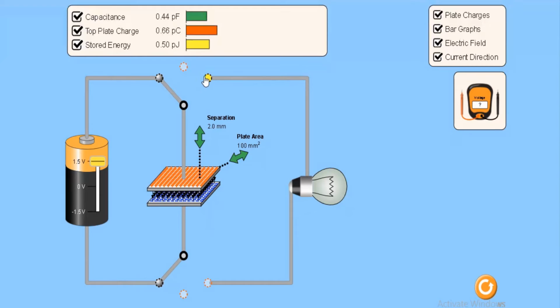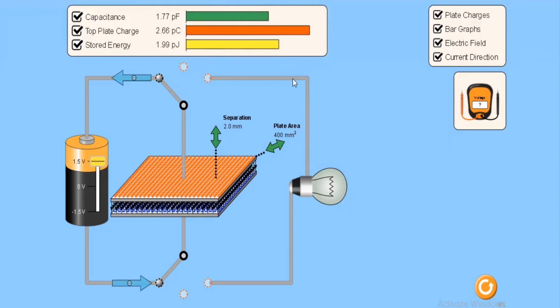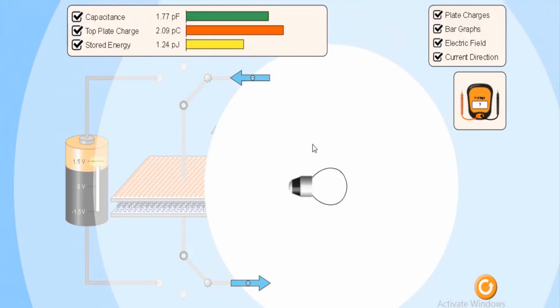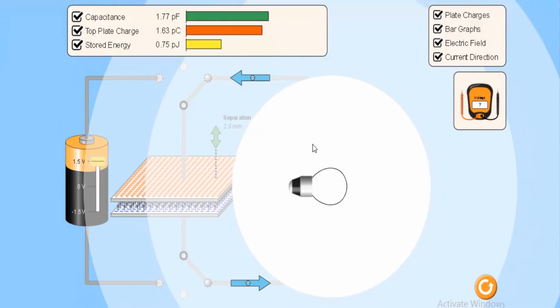Now, lastly, we will try to connect a bulb. So, ano kaya mangyayari? Take note, check nyo tong values na to, mga values natin dito sa taas. We will connect it to the bulb. Okay. Nagkaroon ng flash of light, diba?